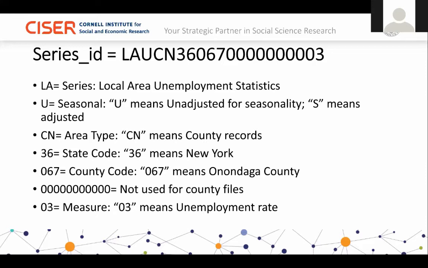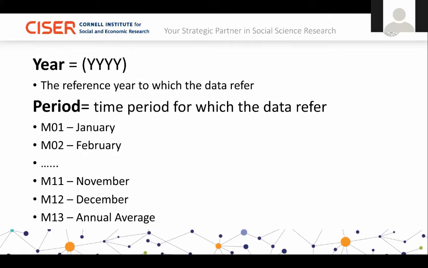Now, if you only had 04 unemployed persons and 05 employed persons, you could derive the other data for labor force and unemployment rate. But the BLS saves you that effort so that you could search for just the records that you want and not go through unnecessary additional manipulations of the data file. Next, the field for year tells us the reference year to which the data refer. Then period. The period is the time period to which the data refer.